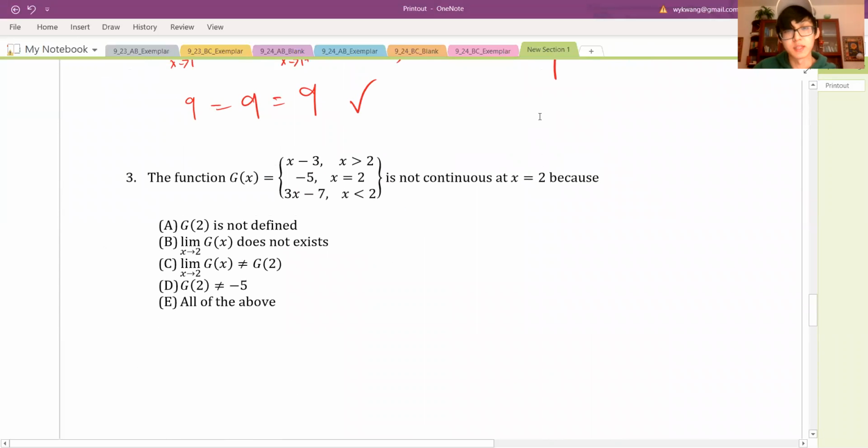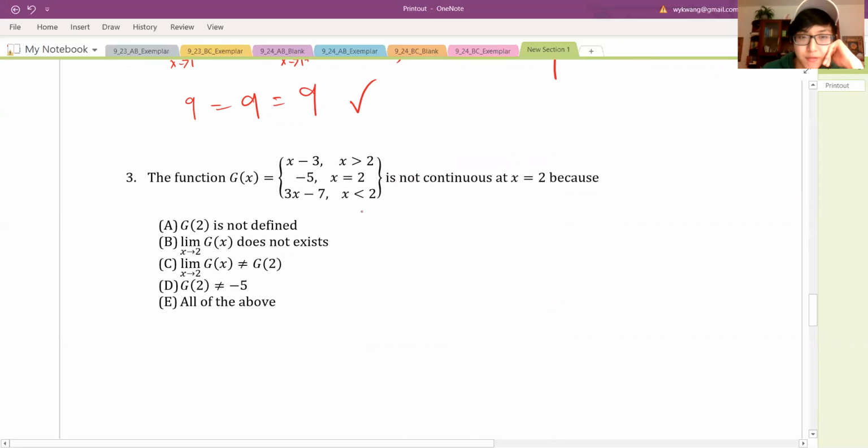Well, let's see. We can try to figure it out ourselves before we even look at the answer choices, or we can just look at the answer choices. So I'm going to try to solve it without looking at the answer choices. I haven't even done this problem. So let's see if the two-sided limit is the same.